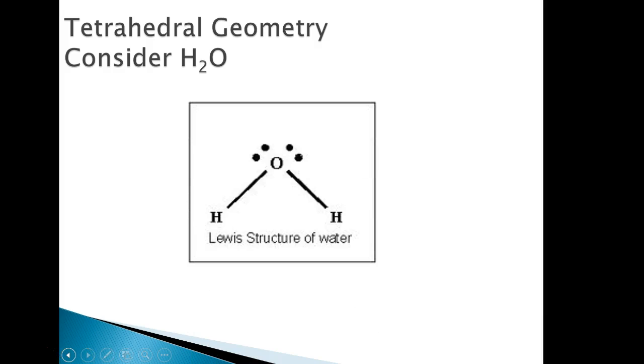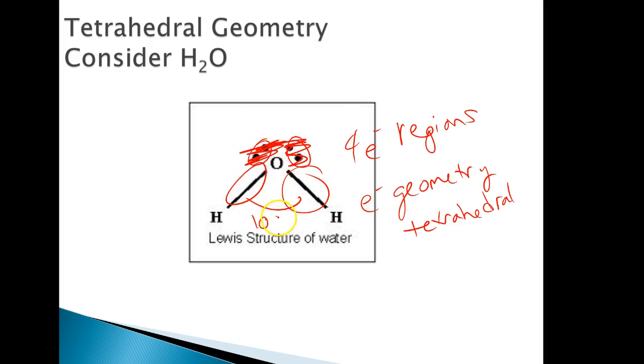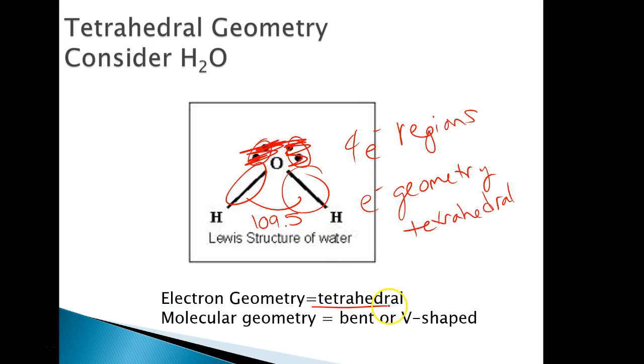If you look at water, this is water. It also has 4 electron regions around it. 1, 2, 3, 4. So its electron geometry is just like the methane and the NH3. It is tetrahedral. However, you can't see these guys. They're there, they're taking up space. This is still approximately, not exactly, approximately 109.5. But you can't see those other ends, and so they give it a different name. Its electron geometry is still tetrahedral because it had 4 electron regions. But the name they use for its molecular geometry is called bent.